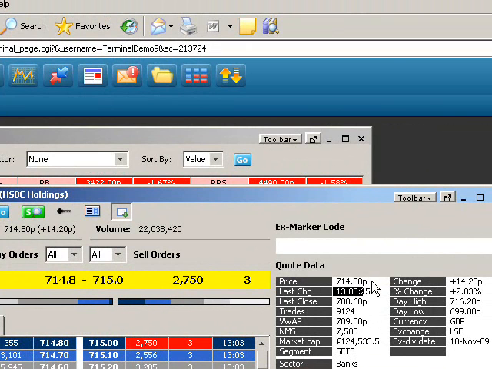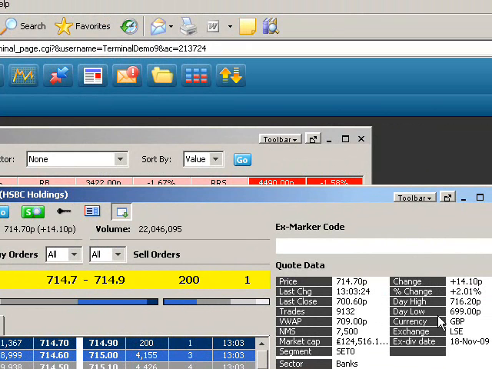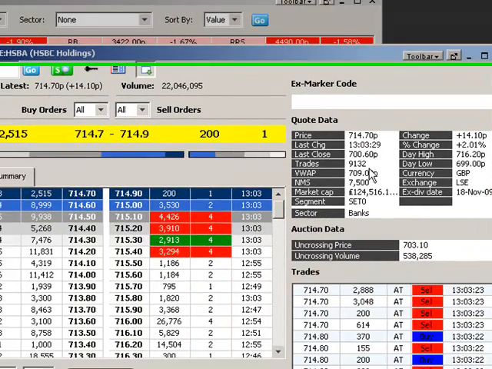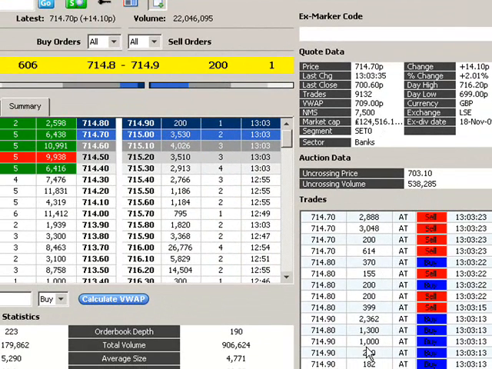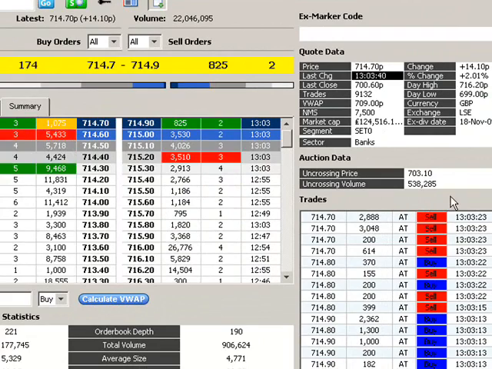You've got the latest executed trade, the change on the day, the percentage change on the day, high, low, the market capitalization, and the normal market size for that particular stock. So 7,500 shares is normal market size, and you can see most of the executed trades there are below 7,500.